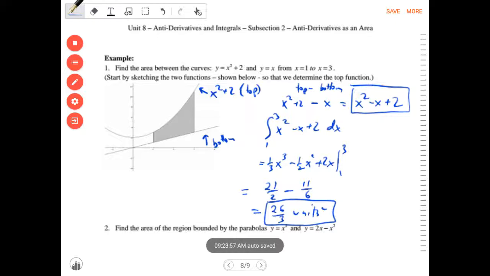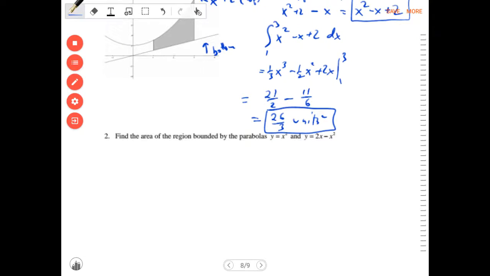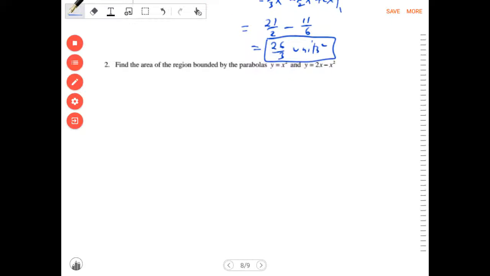Awesome. Okay, so again, I think the easiest way is to subtract the two functions, top minus bottom, and then take that one full integral, and I think that's easier. Okay, number 2. Find the area of the region bounded by the parabolas y equals x squared and y equals 2x minus x squared. Okay, so we have to do a quick sketch of this again.